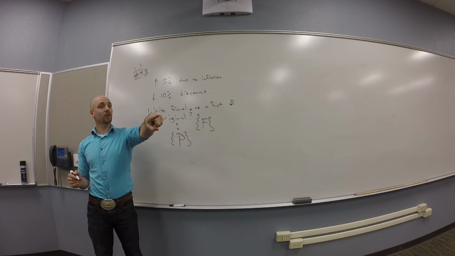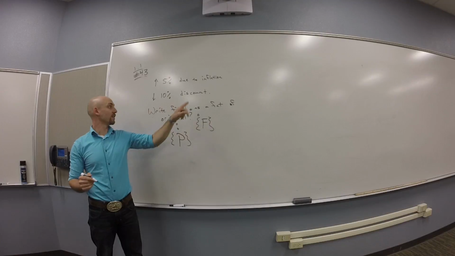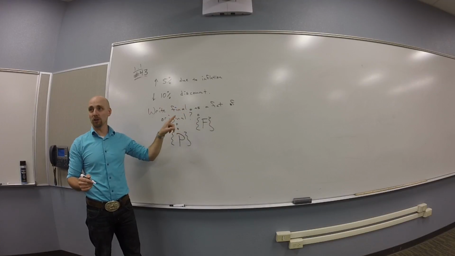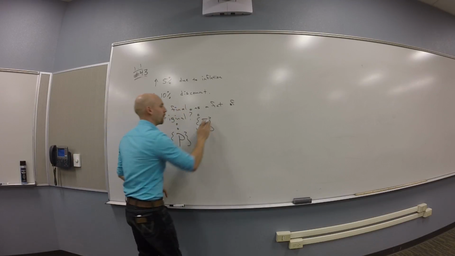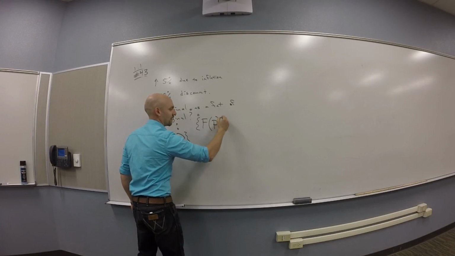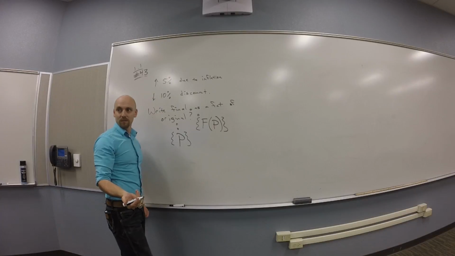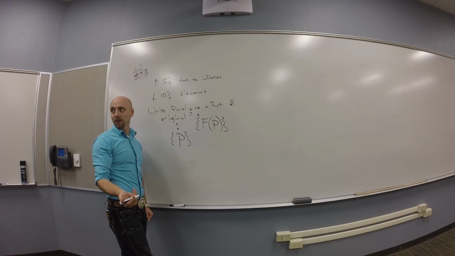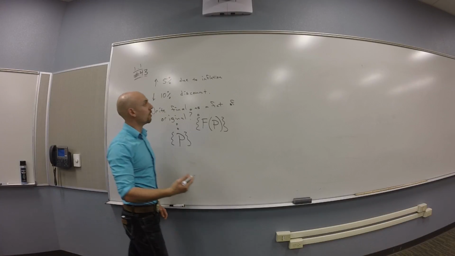Oh good, I better include that P, right? Because I'm trying to write the final price as a function of the original. So maybe I'll write it as F of P. It should be a function, right? It needs to depend on the original.